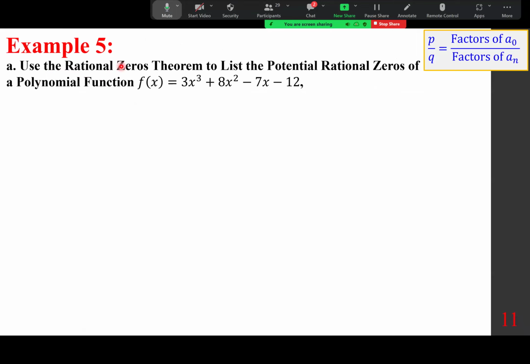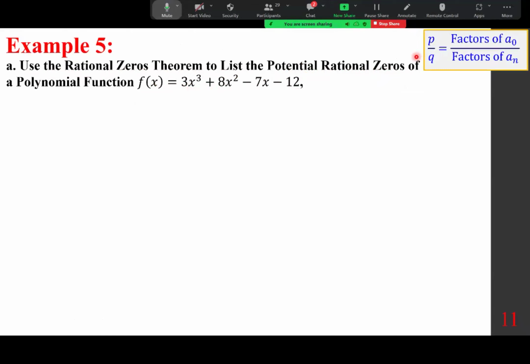Example 5, use the rational zeros theorem to list the potential rational zeros. That means not necessarily they are the zeros. Those are the possibilities for a polynomial function. F of x is 3x cubed plus 8x squared minus 7x minus 12.